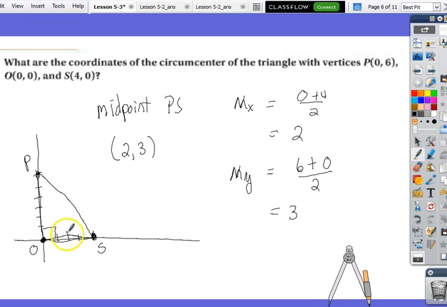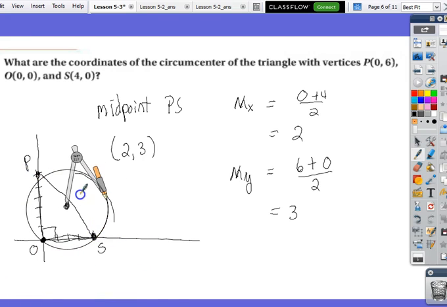So basically, if I go over 2 and up 3, I should be on the circumcenter of the triangle, in which case I ought to be able to take my compass, and remember, this is a sketch here. Whoa. But that was pretty close that I got all the corners of the triangle for my pretty inaccurate sketch.